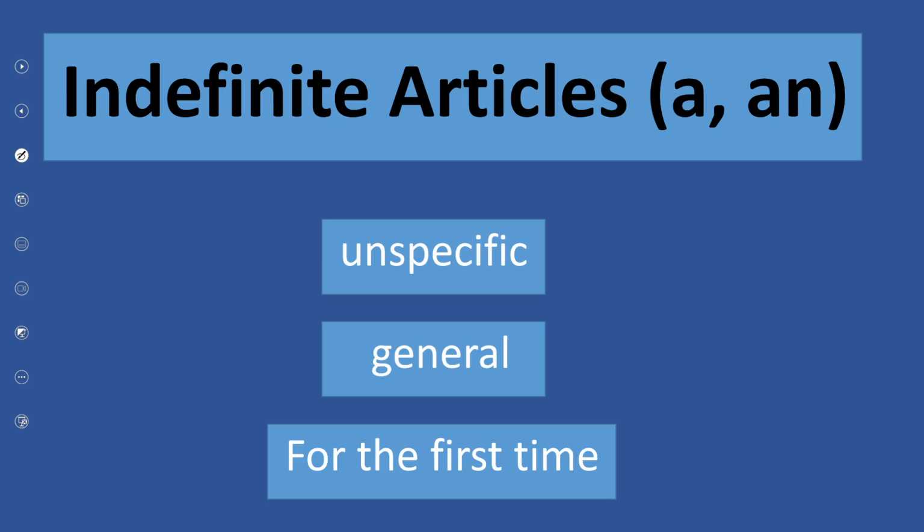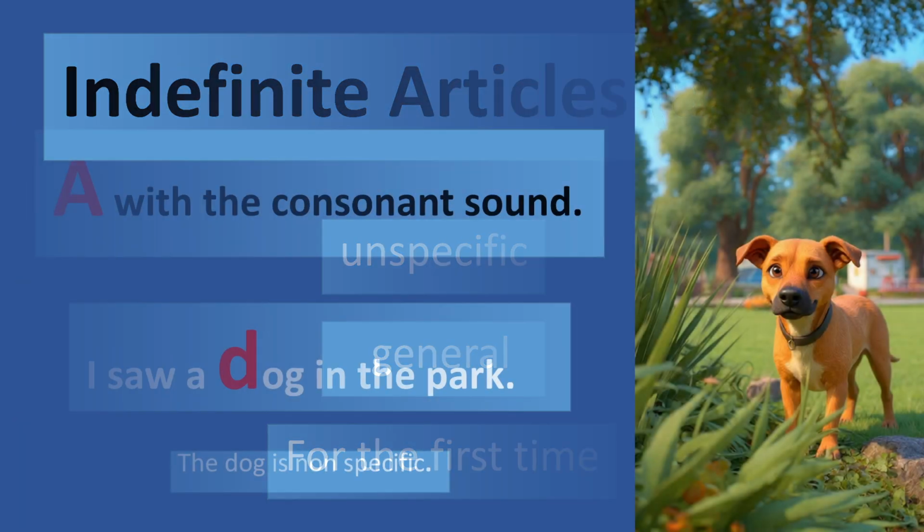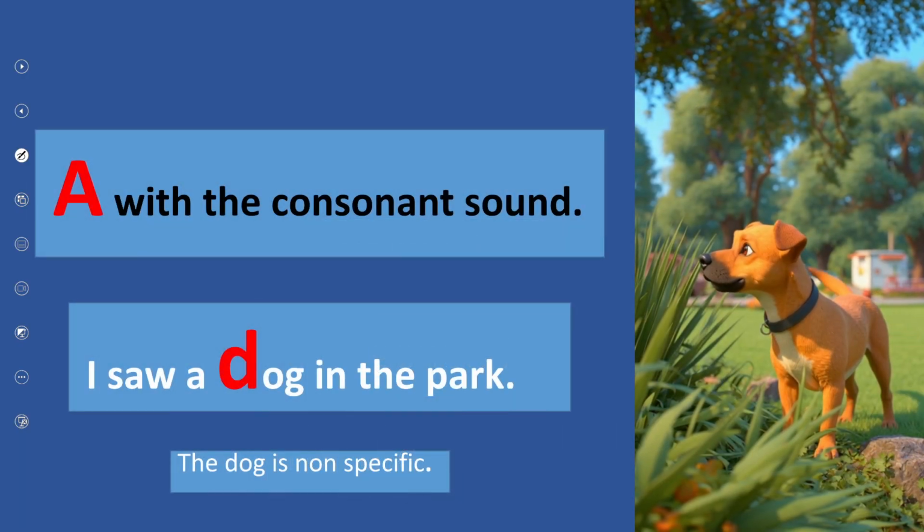Now, indefinite articles are a and an. Now, let's look. We use them when things are not specific, very general. They are not special. And if we are using the noun for the first time, remember, non-specific, very general, and we are using them for the first time.